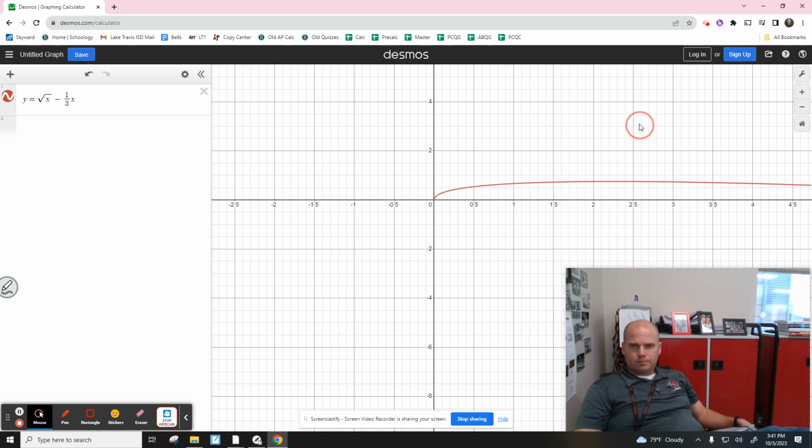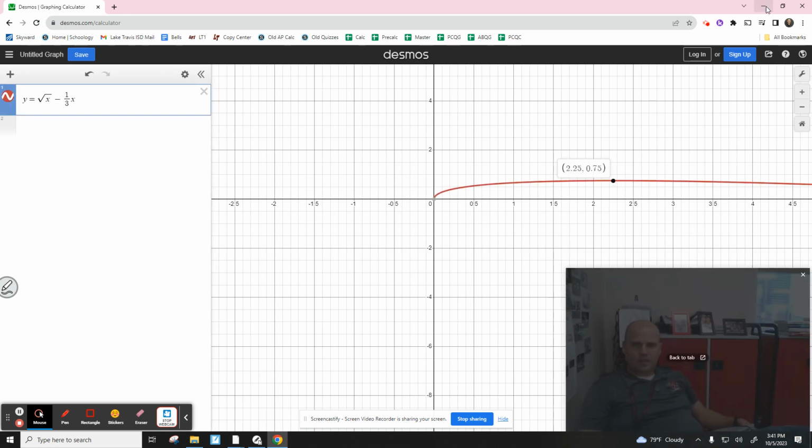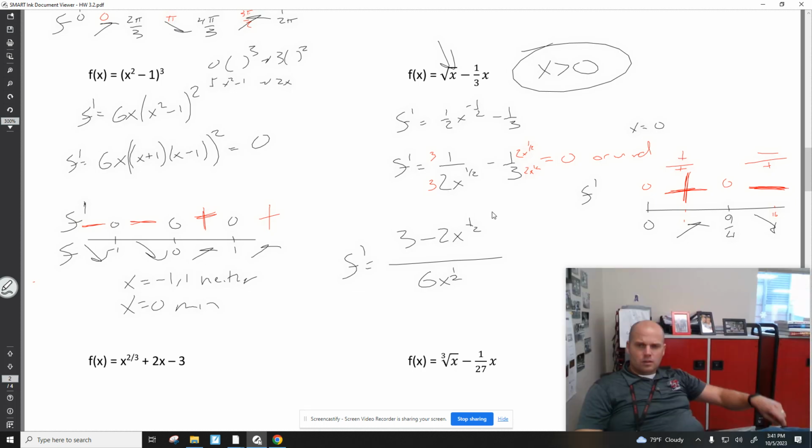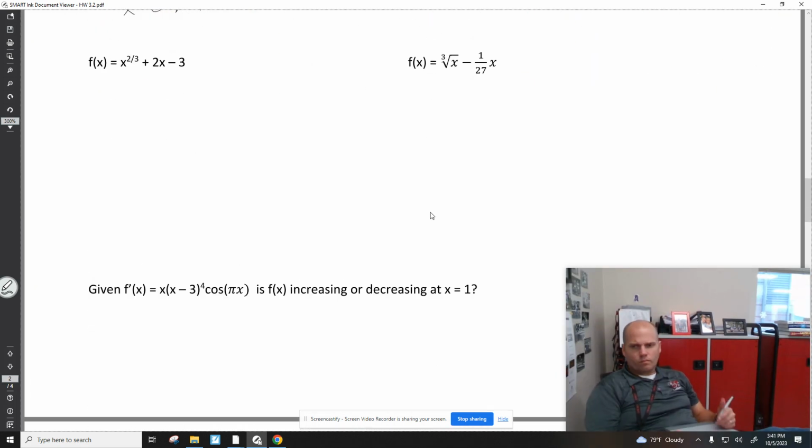So bam. 2.25. That's the location of the max. Cool. Again, these are good practice, but they're a little bit on the tricky side.